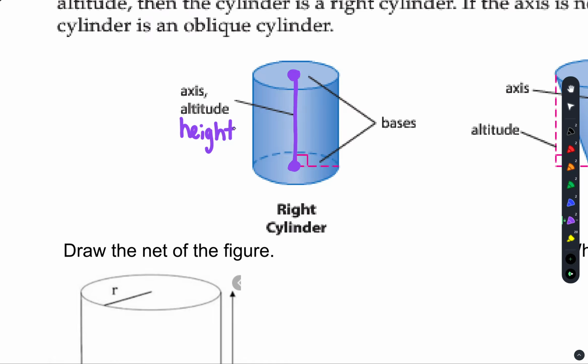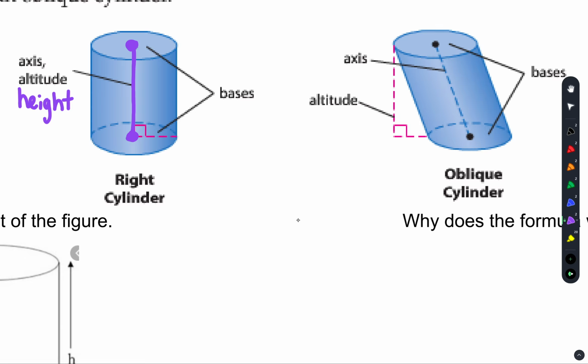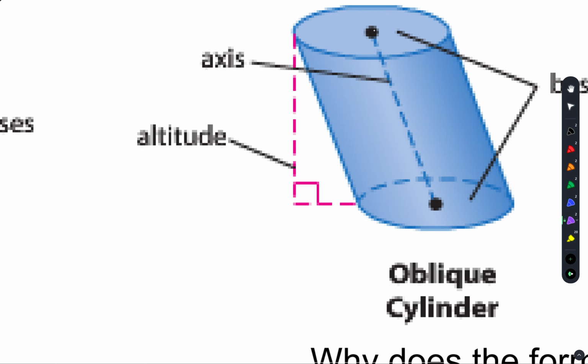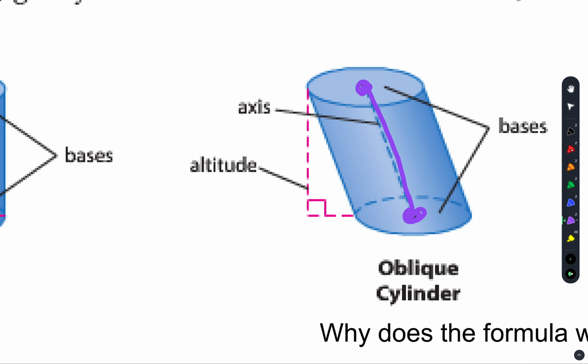Okay, we often need the height of our prism, so that's helpful for us if we know the axis. However, when we talk about oblique cylinders, which are the ones that are pushed over to the side, notice the axis still goes from the center of one circle to the center of the other circle, but the altitude is going to remain upright. Altitude and height always are perpendicular to the base.